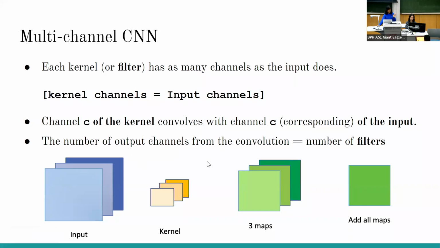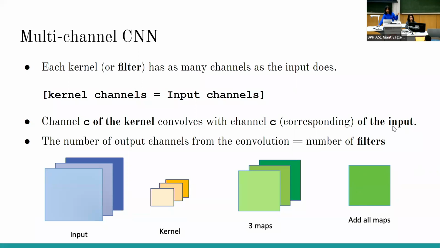Why? Let's see. Each channel of the kernel convolves with the corresponding input channel. It creates an output map, and then you sum all those output maps to create one map. So one kernel creates one output map. If you want to create multiple channels in your output, you need to increase the number of kernels with which you convolve your input image.